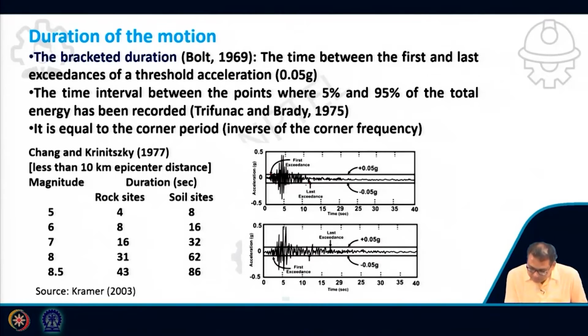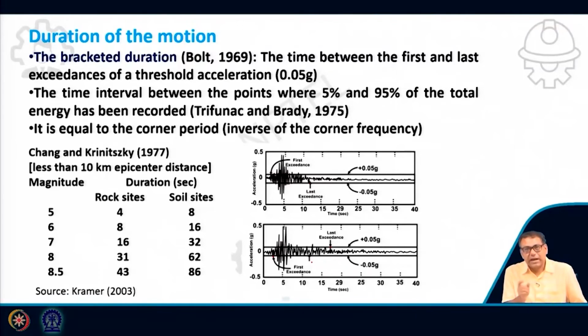So the time in between the first and last will be treated as a bracketed duration. Similarly, here the first exceedance is here and the last exceedance is here. So that will be the duration of the motion, or bracketed duration.